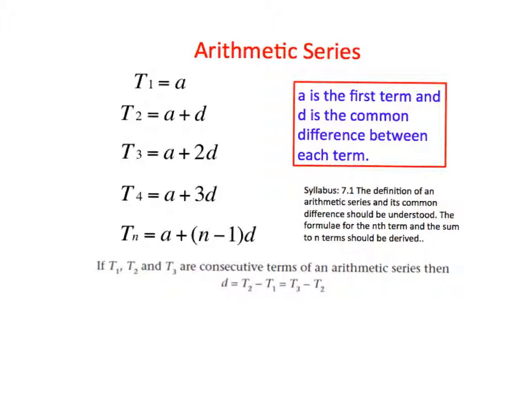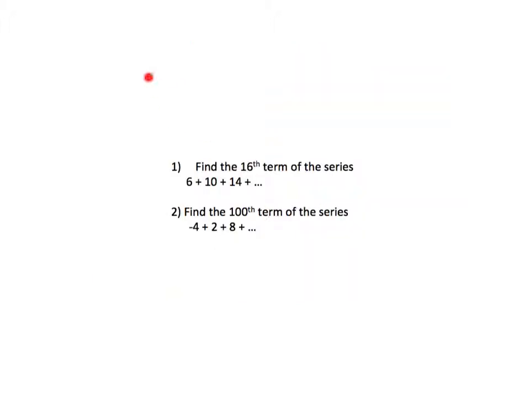You can also notice that if we were to take the difference between two consecutive terms, so T2 minus T1, you get the common difference. Likewise, T3 minus T2: if you do A plus 2D minus (A plus D), you're still left with D. And that's what this is saying just here, that for any consecutive terms in an arithmetic series, the common difference is just T2 minus T1 or T3 minus T2, etc. Okay, some examples.